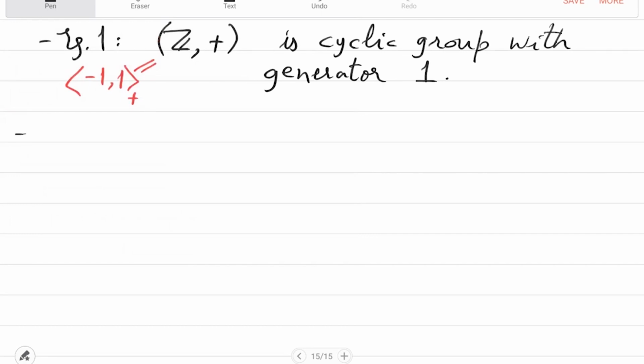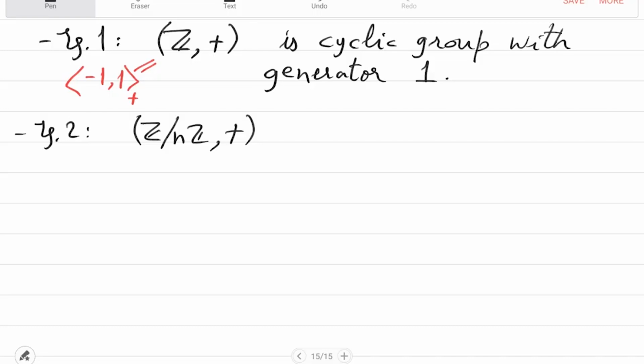Okay, another example. So integers mod n. What about this group? Well, first of all, it is a group, right? Because every element has an inverse. A has inverse -A. Is it cyclic?